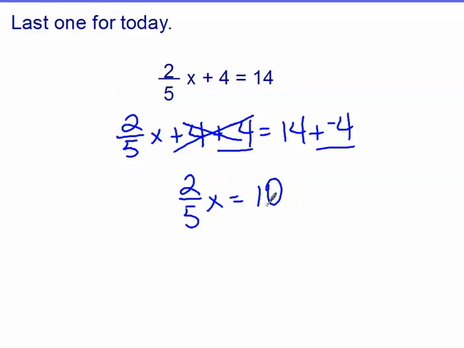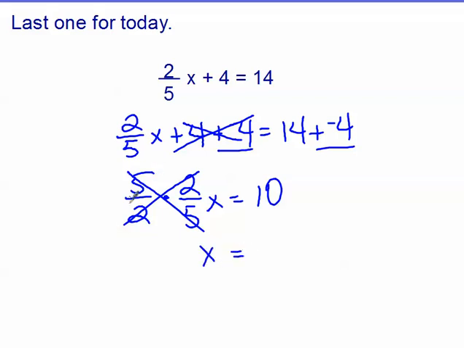Now, to get rid of a fraction, or to turn that fraction into 1, what we've learned in the past is that if I multiply this fraction by its reciprocal, it will turn to 1. The reciprocal of 2 over 5 is 5 over 2. Because now this 5 cancels out and turns to 1s, these 2's cancel out and turn to 1s, and we're left with x.